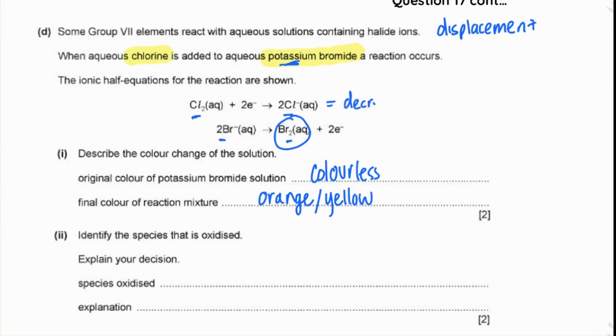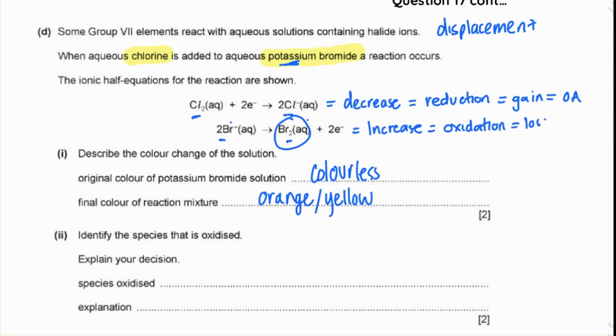So it has had a decrease in oxidation number. Decrease is the same word as reduction, and reduction is gain. And if I've been reduced, I am the oxidizing agent. The other side, I've gone from -1 to 0, so I've had an increase. An increase is oxidation. Oxidation is loss, and that would make me the reducing agent.